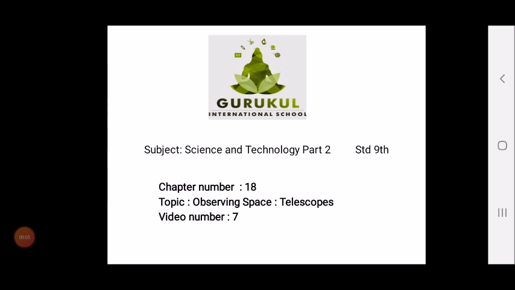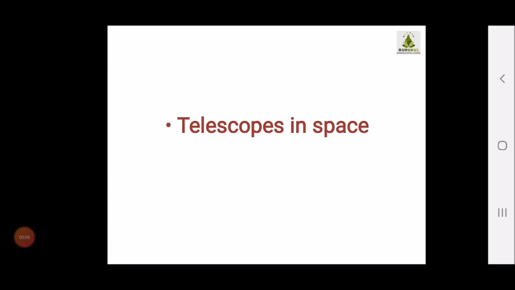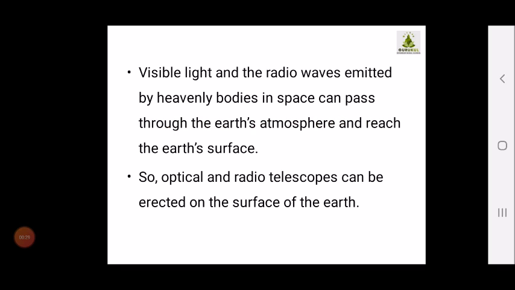Good morning, children. Today we are going to study about telescopes in space. Children, if you have read the chapter, you might have come to know that there are reflecting telescopes, refracting telescopes, and radio telescopes. Now there are telescopes which are in space also. Why? We will study now.